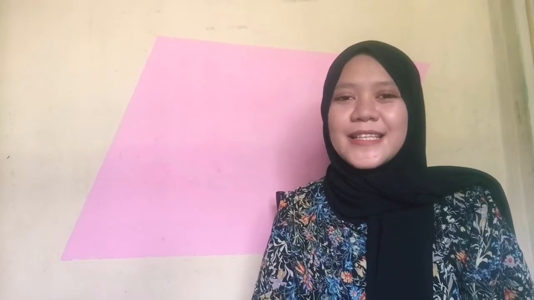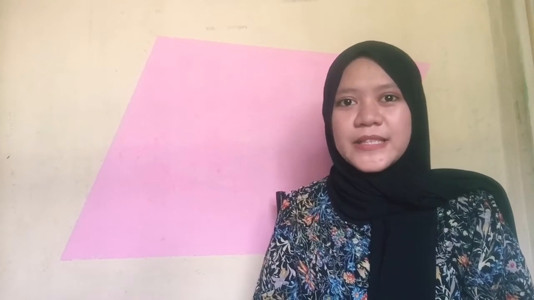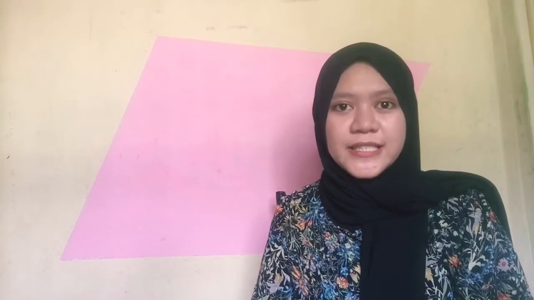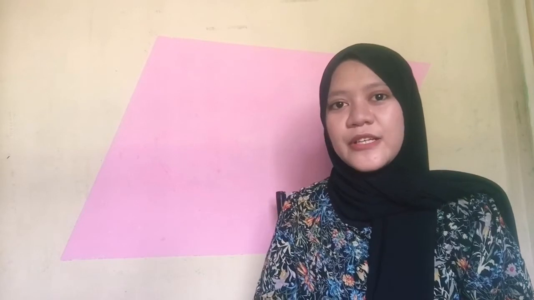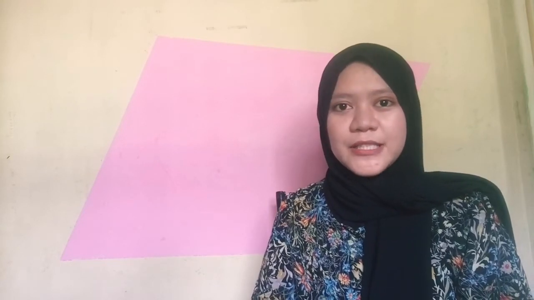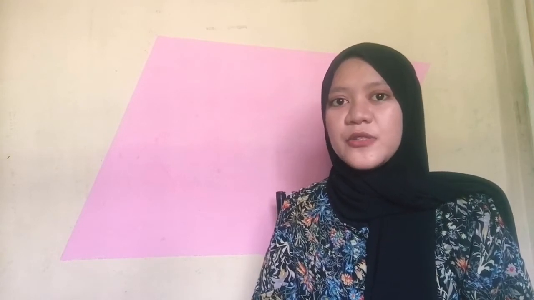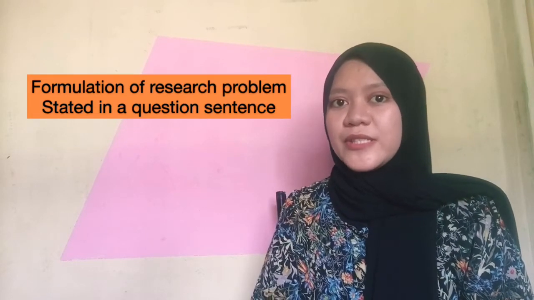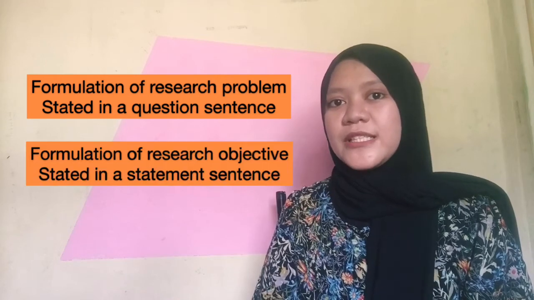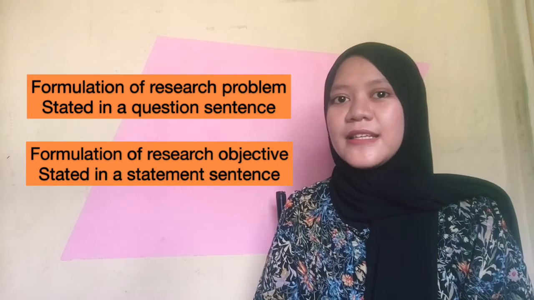The next point is the research objective. The research objective is the purpose to be achieved in the research. The content and formulation of the research objective refers to the content and formulation of the research problem. The difference lies in how to formulate it. The research problem is formulated using question sentence, while the research objective is stated in the statement sentence.